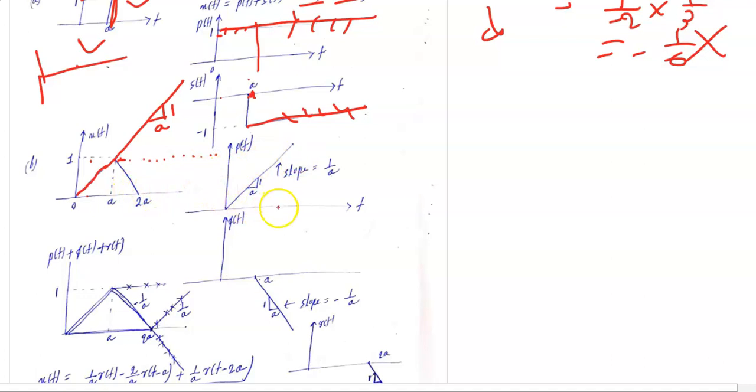So at a, I launch another ramp of the same slope but negative, that means opposite slope: minus 1 upon a. So I got up to this, but I require this. Then again I launch a ramp of opposite slope. See what the value is here: 1 upon a, so again twice of 1 upon a I have to launch.